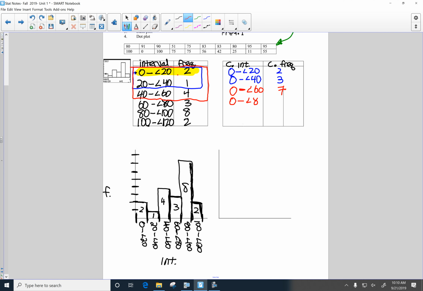So 0 to less than 80. I almost wrote 80. I mean, I definitely more than almost wrote 80. I totally wrote it. That should be 10. Zero to less than 100. So we're up to 18. And 0 to less than 120. And that'll get us up to 20.